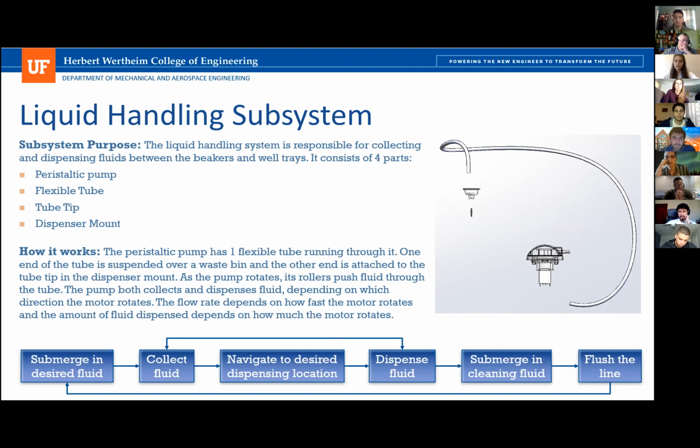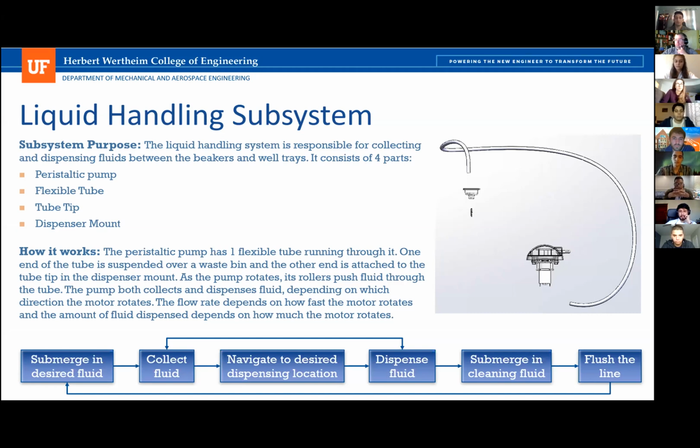And so the way that it works is peristaltic pumps only require 1 tube to run through it. One end of that tube will be suspended over a waste bin, and the other end will be attached to the tube tip and mount as I just described. As the pump rotates, it has rollers that will physically push fluid through the tube. And so the pump can both collect and dispense fluid, just depending on which direction the motor rotates.